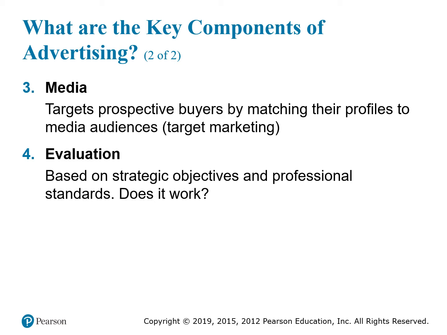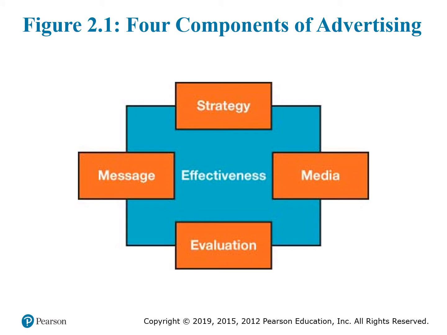Okay, some more key components. Media targets prospective buyers by matching their profiles to media audiences. Okay, so you think about Instagram, TikTok, television, radio, depending on the target that you're trying to market to, is how you decide what media to choose. Then you need to evaluate the message and the media and the strategy. Okay, does it work? Did you reach your target audience? So the effectiveness is important between strategy, media, message, and evaluation. All 4 things go together.